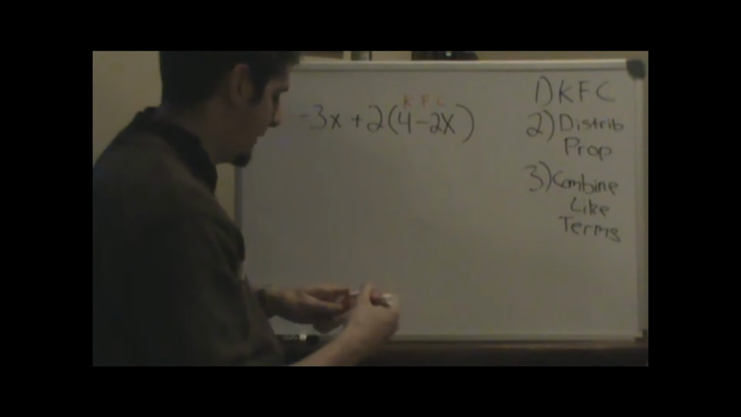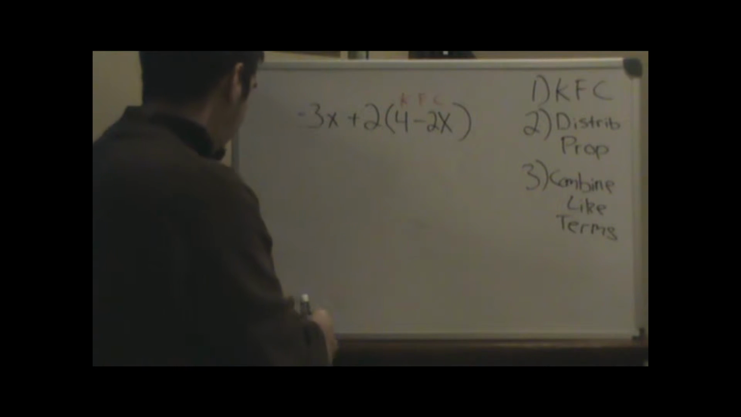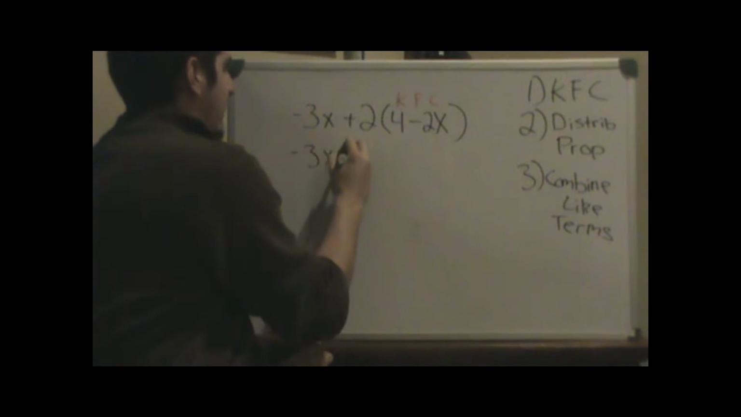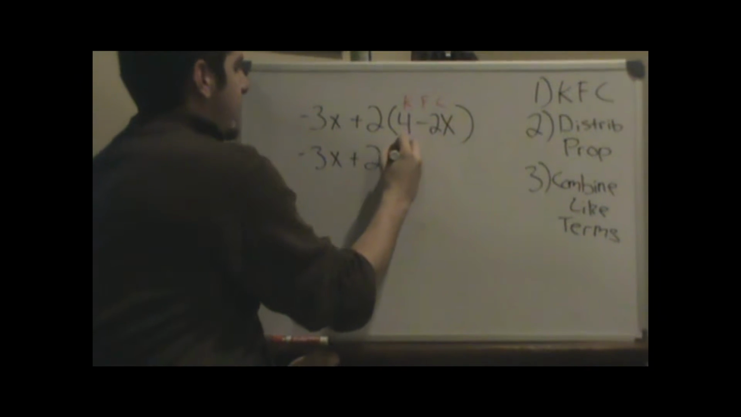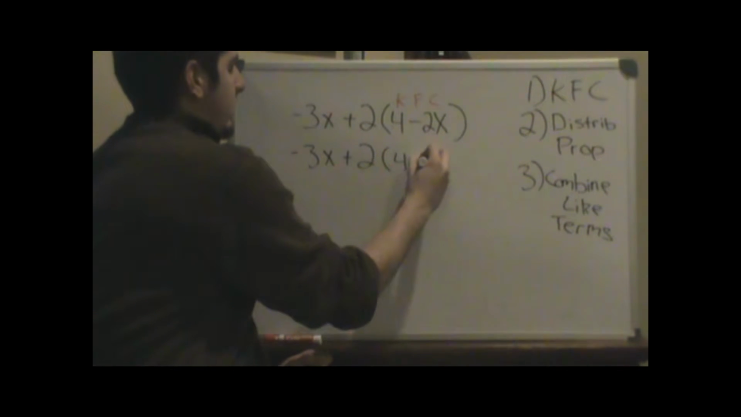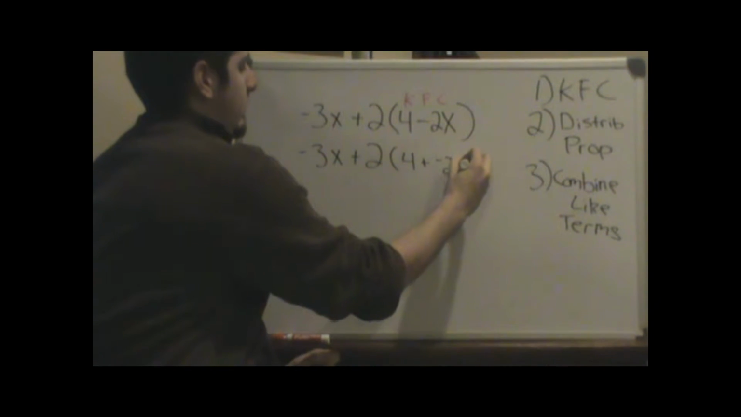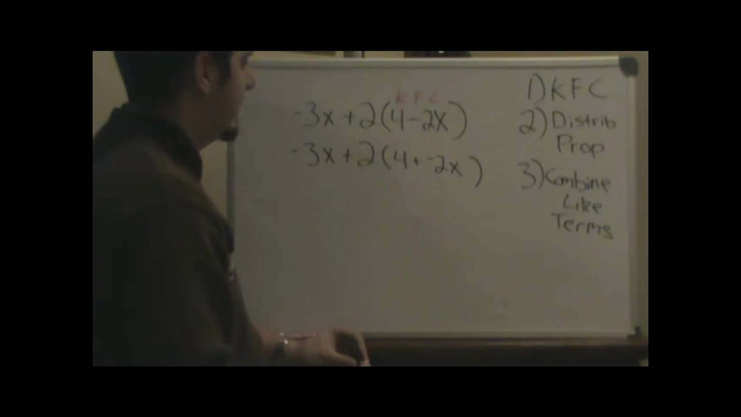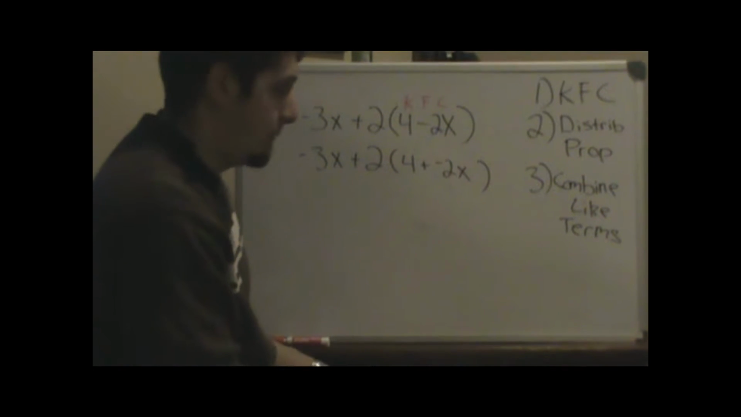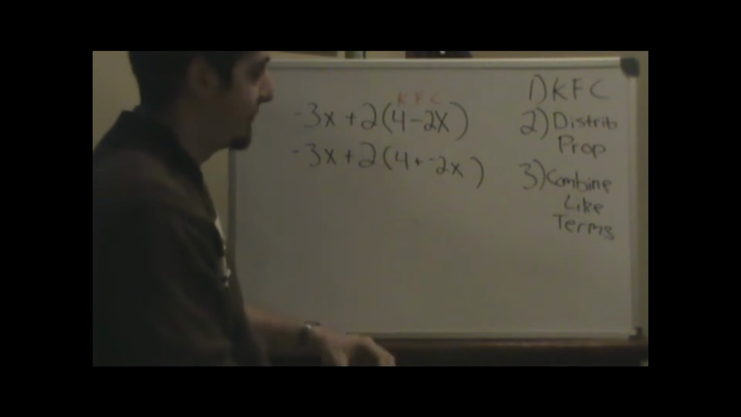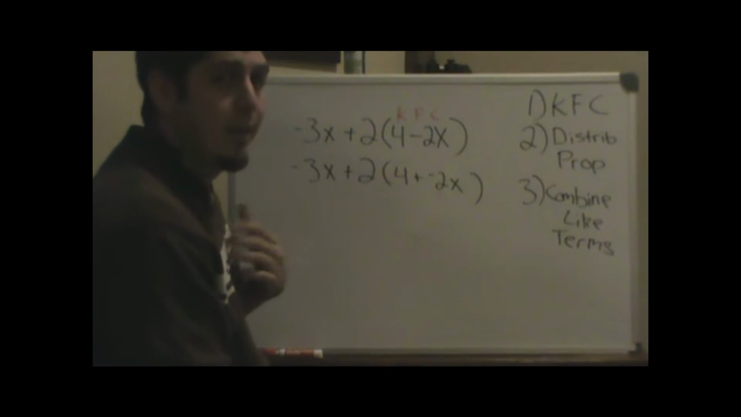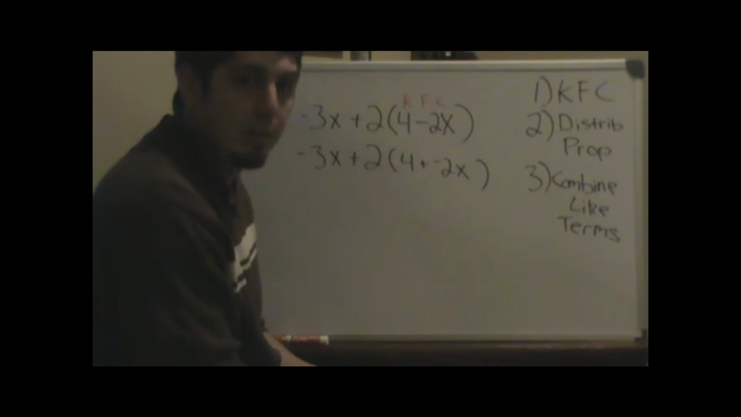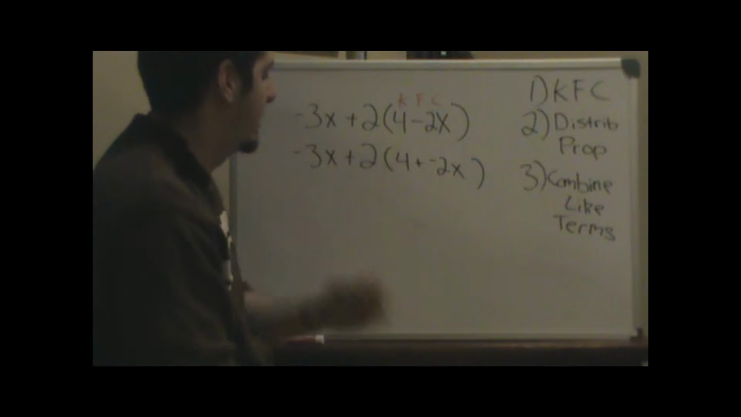So the first step, KFC, is going to require us to rewrite the problem now. Very important you rewrite the problem as you're doing your work. The reasoning for this is because it makes it very easy to find your mistakes if you made one. And if you're one of my students, it is very important that I am able to find your mistakes so that I can help correct you when you make them and get you headed down the right path.